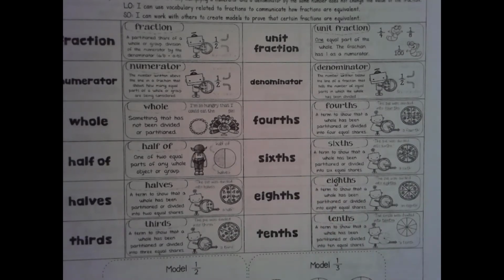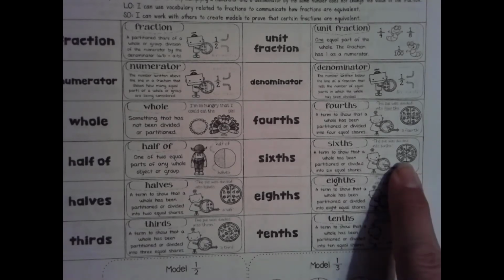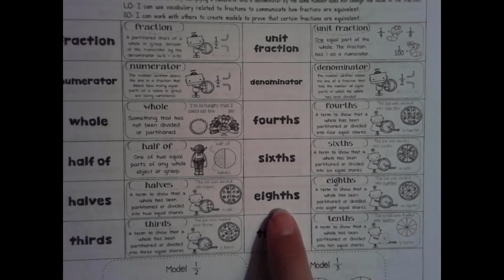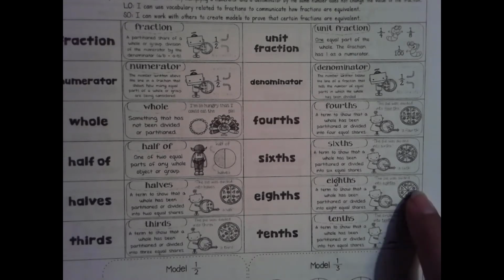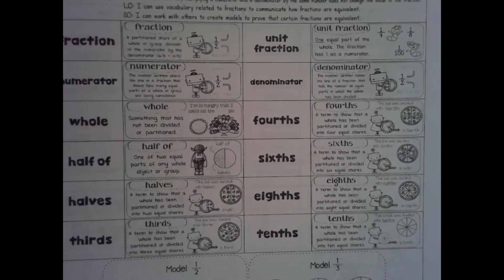Next we have sixths, a term to show that a whole has been partitioned or divided into 6 equal pieces. Eighths, a term to show that a whole has been partitioned or divided into 8 equal shares. And tenths, a term to show that a whole has been partitioned or divided into 10 equal shares.